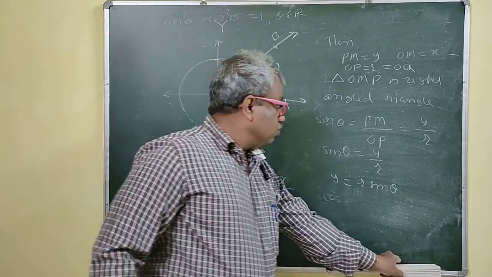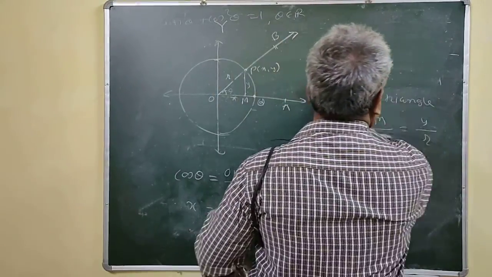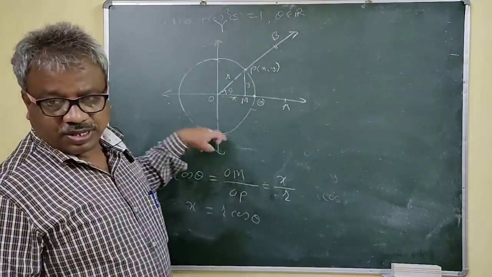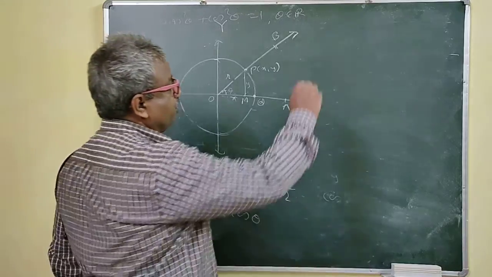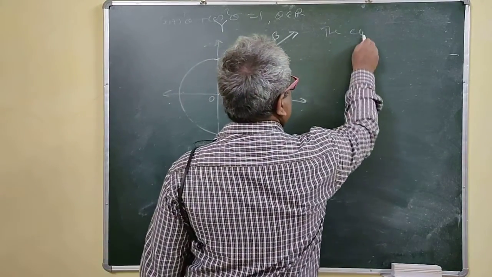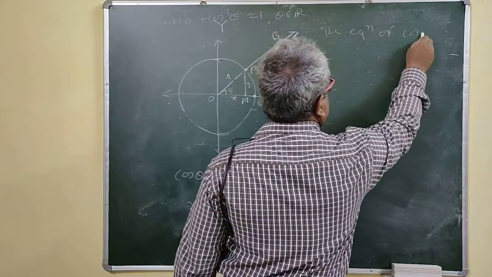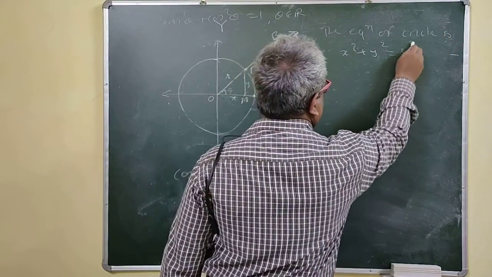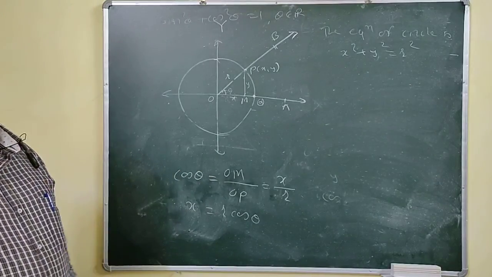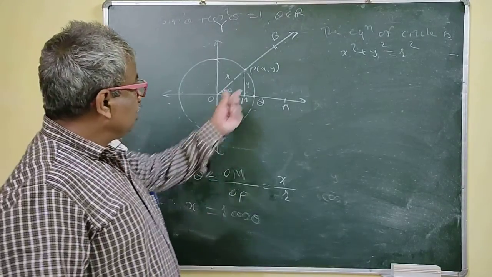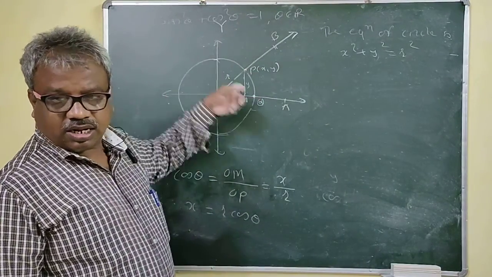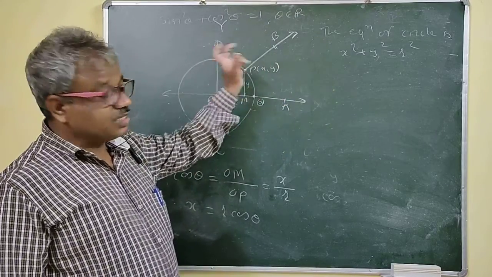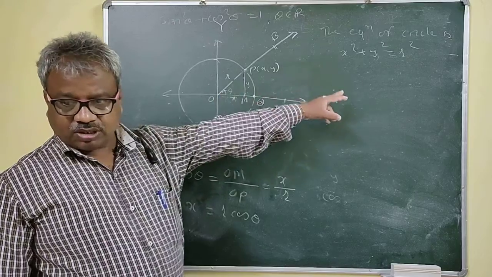Now, this is a circle with center at the origin. We know that the equation of a circle is x square plus y square is equal to r square. This is the equation of the circle. Now this P is on the circle, which means this (x, y) is on the circle, so it satisfies the equation of the circle.